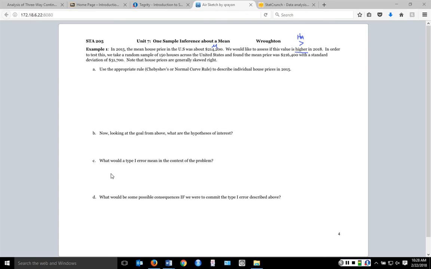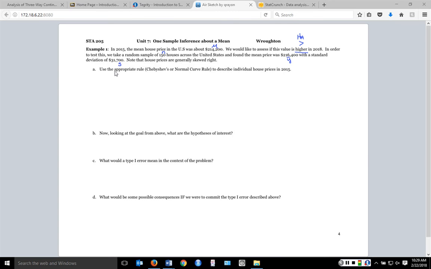In order to test this, we took a random sample of 150 houses. So that's going to be my sample size. And found the mean house price was $216,400. So that's going to be my Y bar, with a standard deviation of 31,700. Now what you'll notice of this number is asking yourselves, what is it attached to? It's attached to these 150 houses, or it's attached to my sample. So this $31,700 is my sample standard deviation. So it's going to be an S and not a sigma. And that finally tells me that house prices are generally skewed right.